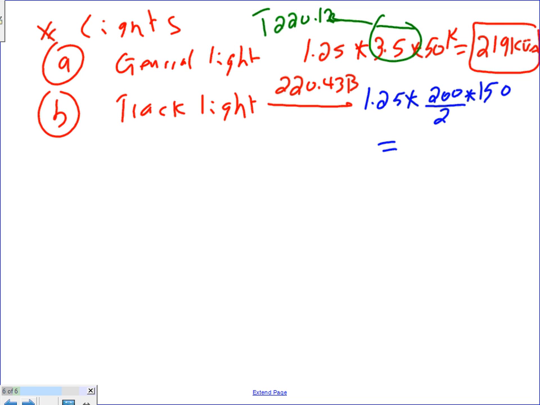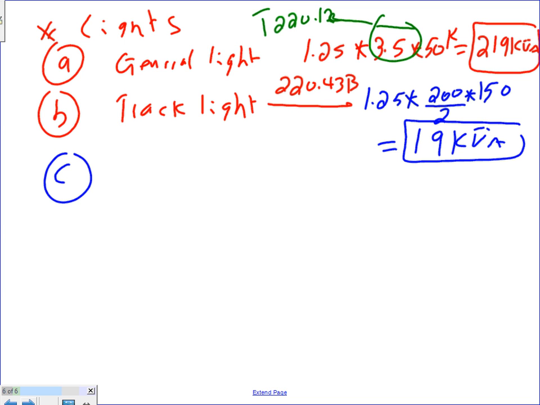I have 19 kVA. The reason why I convert to kVA is because I'm dealing with kVA. Everything is kVA. Okay, anything else light? A, B, C. The sign also light, kind of. Sign.